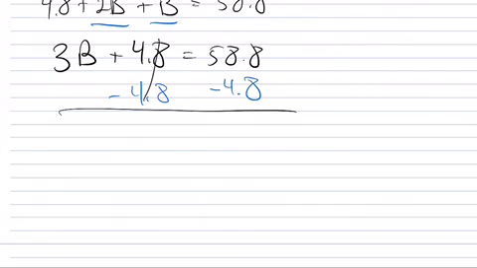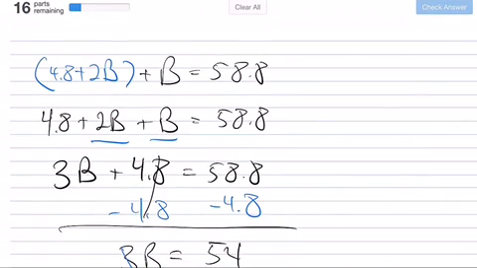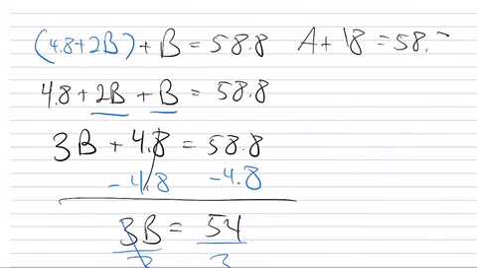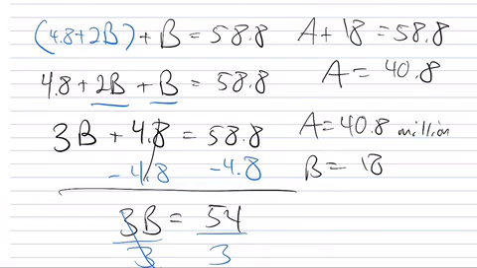Now on the left, these cancel and we have 3B, and on the right we get 54. Then we'll divide by 3. Let's just see what happens, following our intuition. We get B equals 18. So 18 million went to B, which means A plus 18 should equal 58.8. So A has to be 40.8 million. A should be 40.8 million travelers, and B should be 18 million.